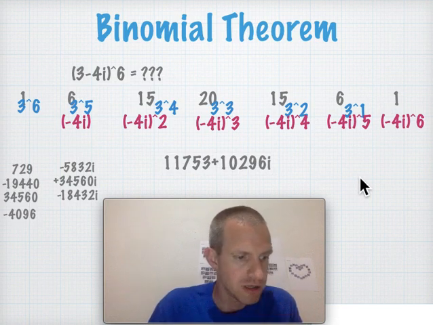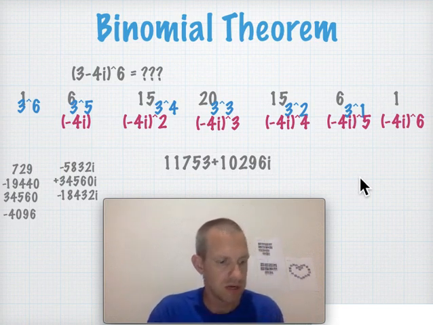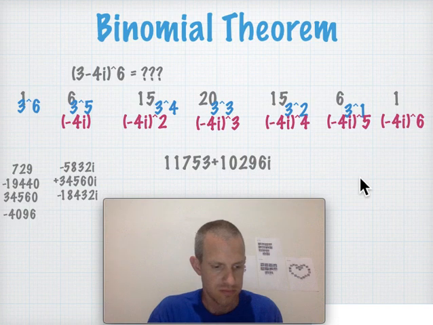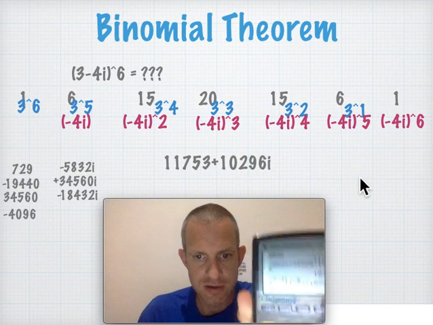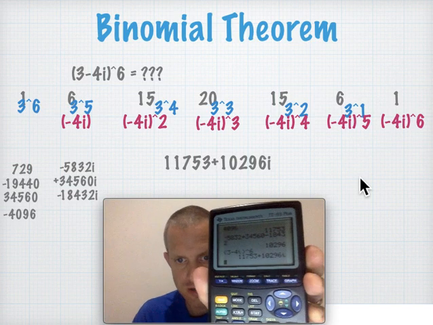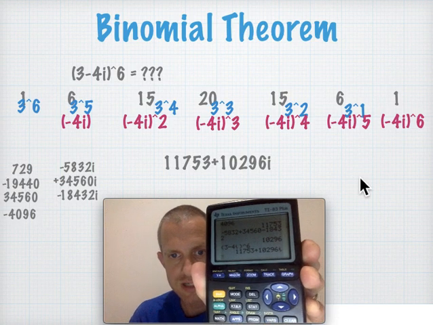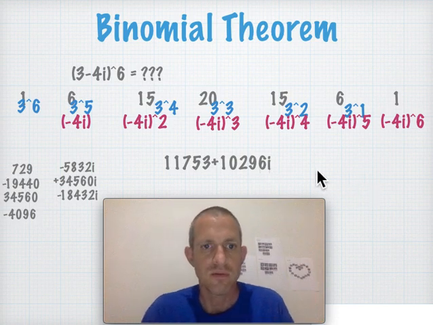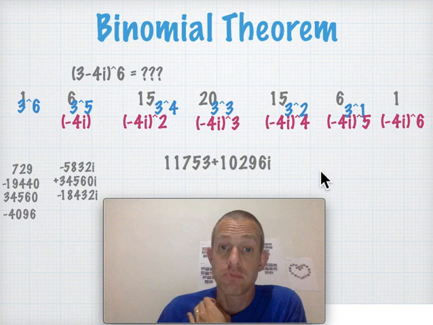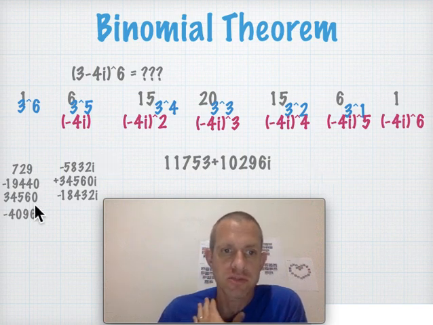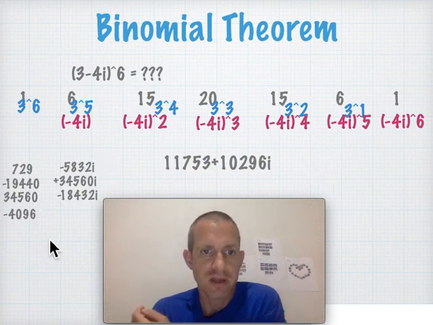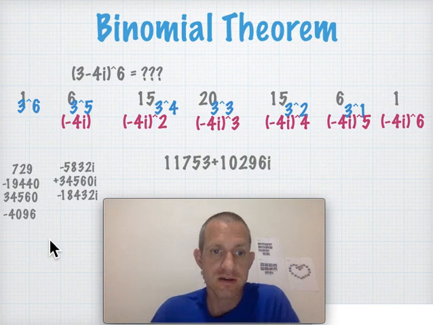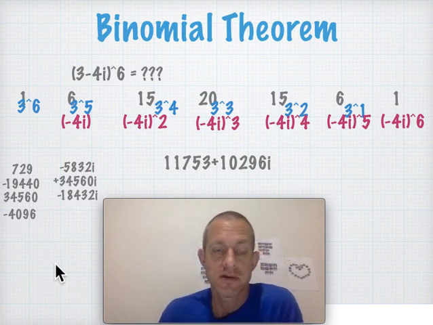And that should be what we got when we did that problem earlier. Oops, let me type it again. 3 minus 4i raised to the 6th. Yep, 11,753 plus 10,296i. And so that's kind of cool. I love how multiple ways of looking at this problem are consistent in giving us the same answer.